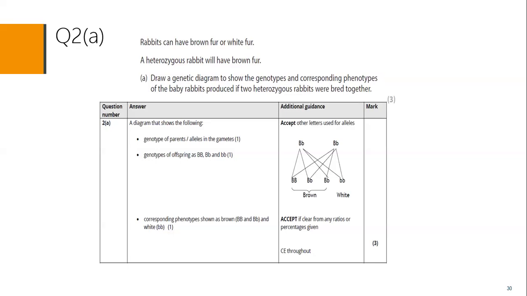A few more responses into the chat box would be good. Is there anybody having difficulty seeing these resources? I hope not.